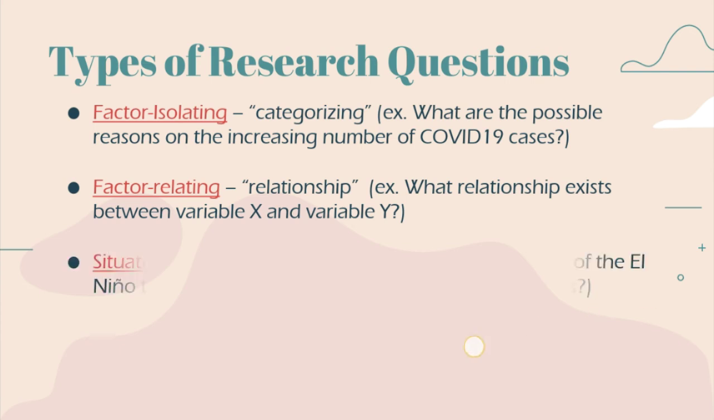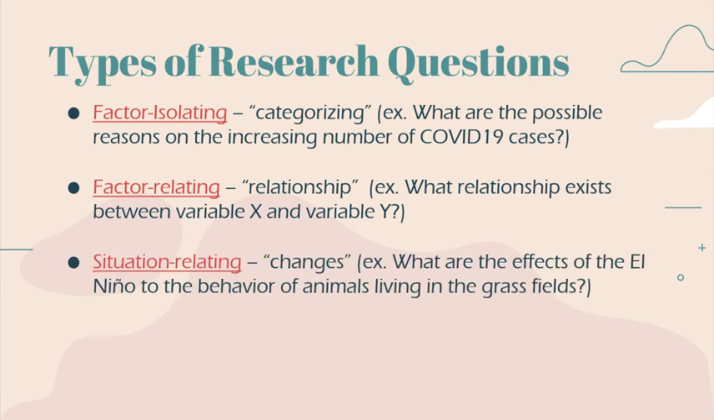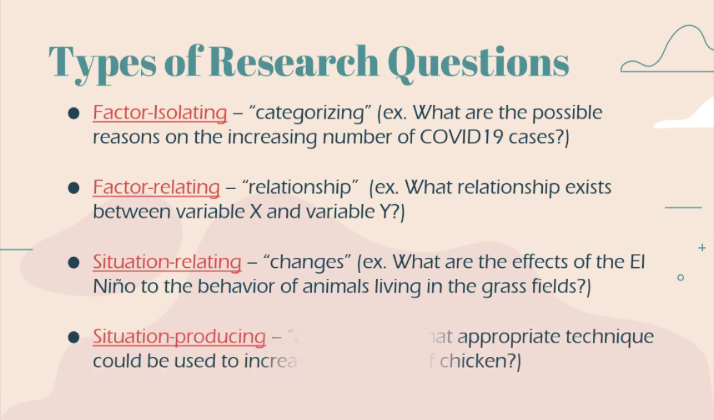Third, situation relating. To see the changes that might happen to one variable when the other variable changes. For example, what are the effects of the El Niño to the behavior of animals living in the grass fields? And lastly, situation producing. To promote actions or goals that are attainable. For example, what appropriate technique could be used to increase the supply of chicken?